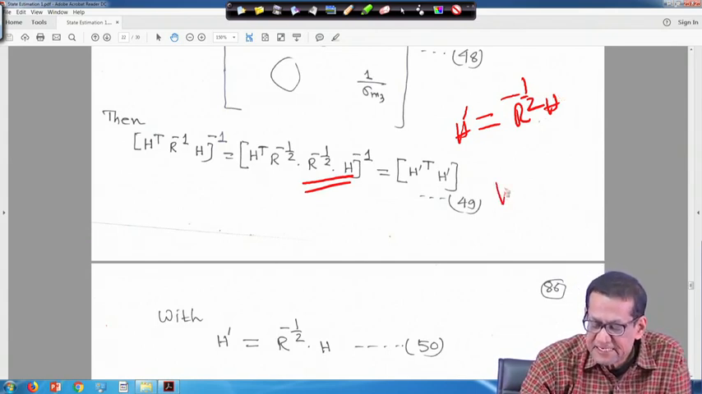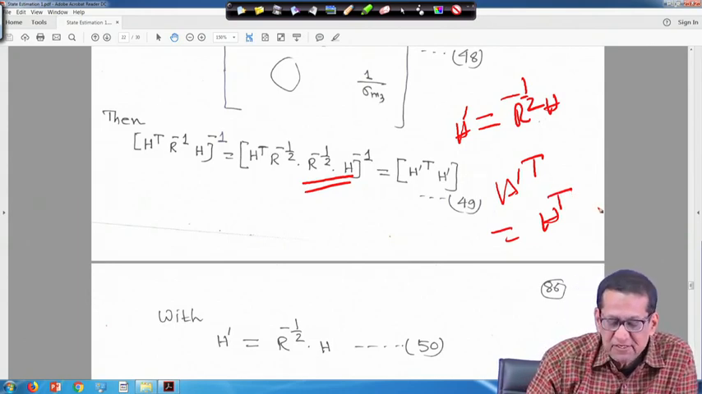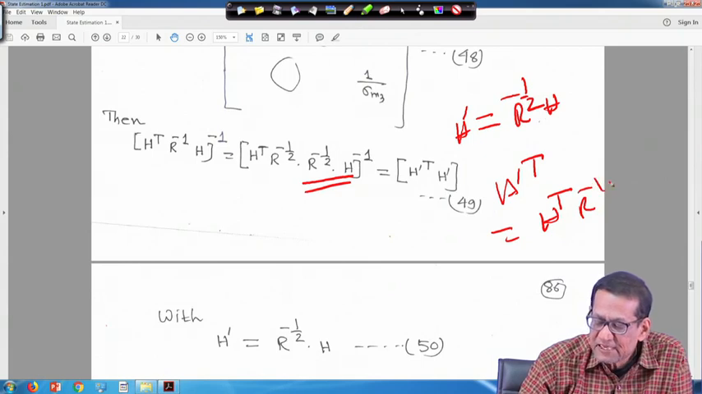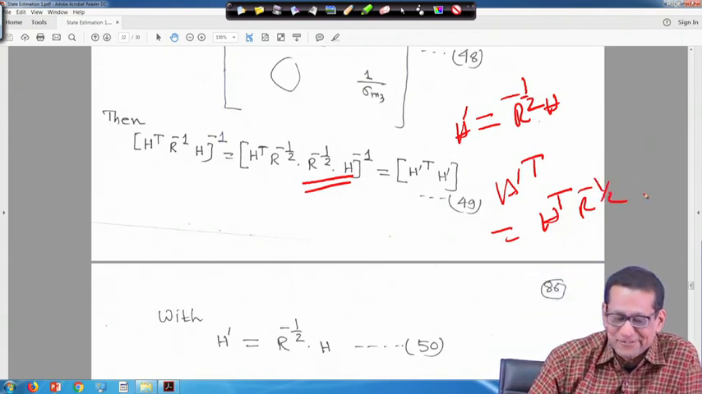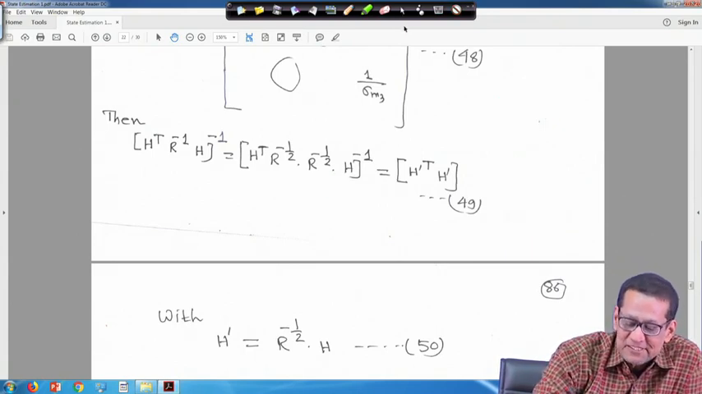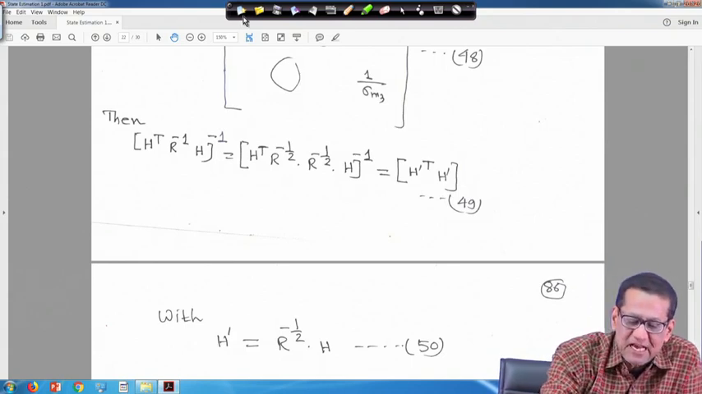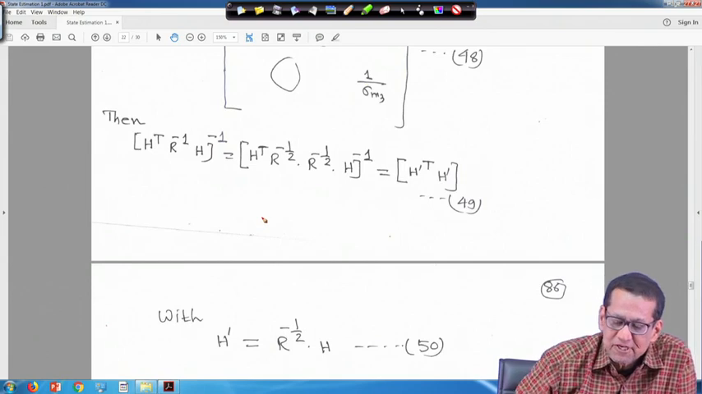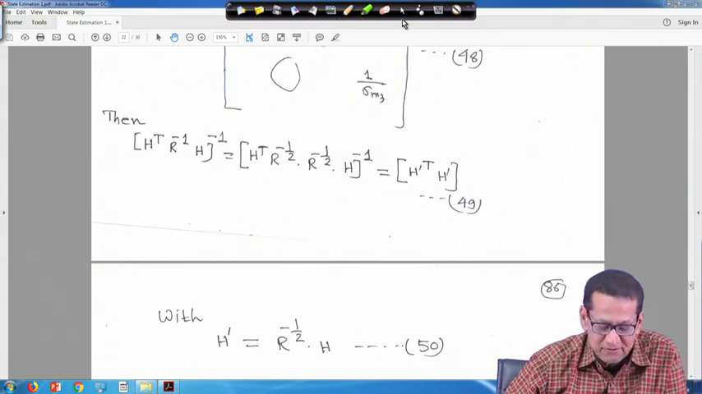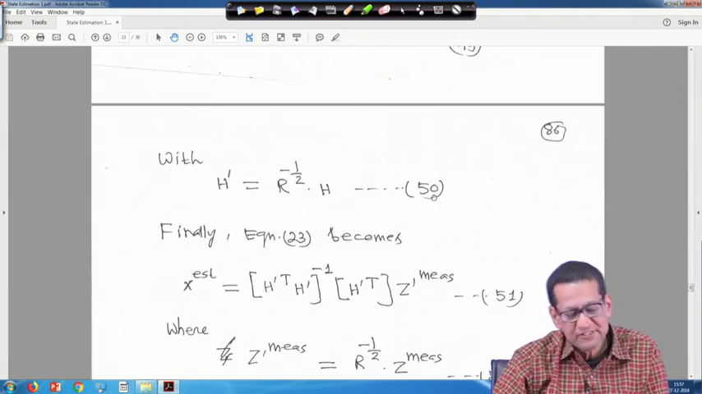Then H dash transpose will become H transpose, and then your R to the power minus half, because it is a diagonal matrix. So there is no question of putting a transpose. That is why we can write H dash transpose into H dash, this is equation 49, with H dash equal to R to the power minus half into H. That is equation 50.